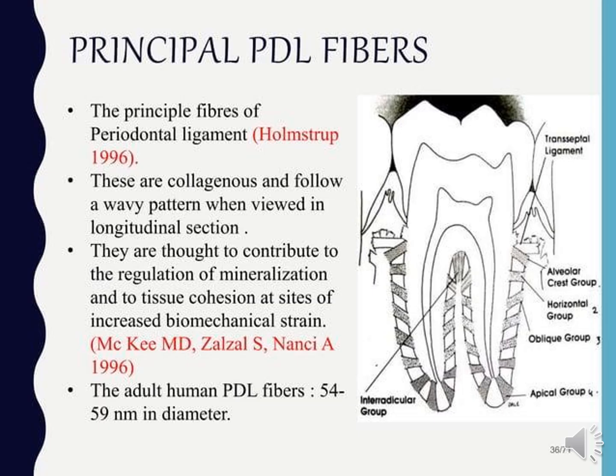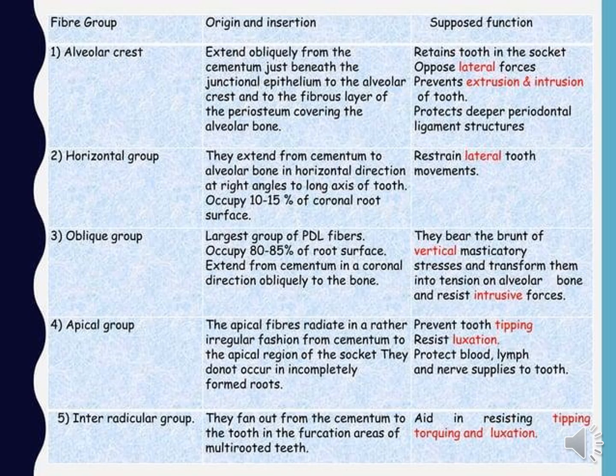The adult human PDL fibers are 54 to 59 nanometers in diameter. These are your 5 principal fibers of the PDL: alveolar crest, horizontal group fibers, oblique group fibers, apical group fibers, and interradicular group fibers. You have their origin, insertion, and supposed function, which can be given clearly in this table.